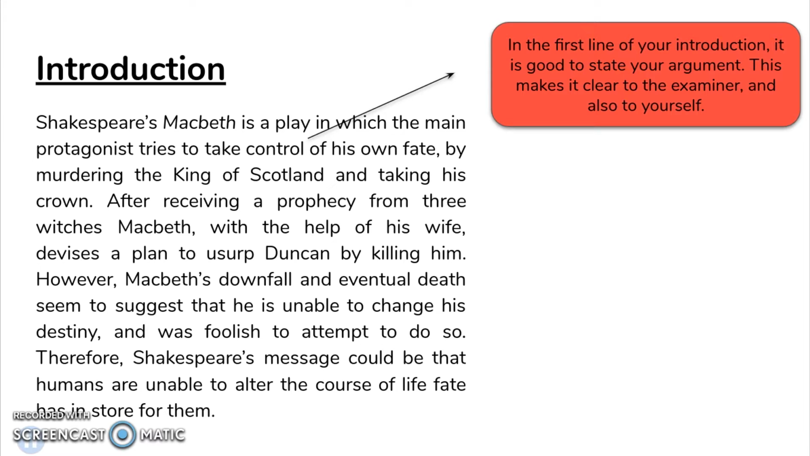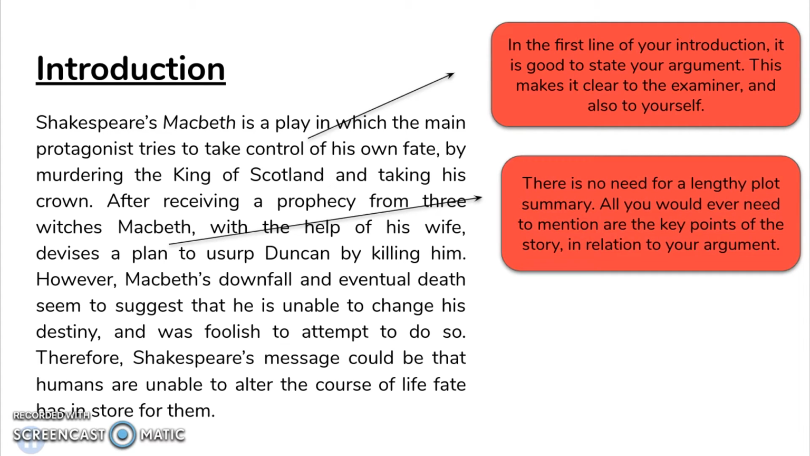But that then makes it clear to both the examiner and yourself that you were answering the question you've been asked and you were going to say something about it. "After receiving a prophecy from 3 witches, Macbeth, with the help of his wife, devises a plan to usurp Duncan by killing him." Now, what you should not be doing is offering the examiner a total plot summary. There's no need for that.